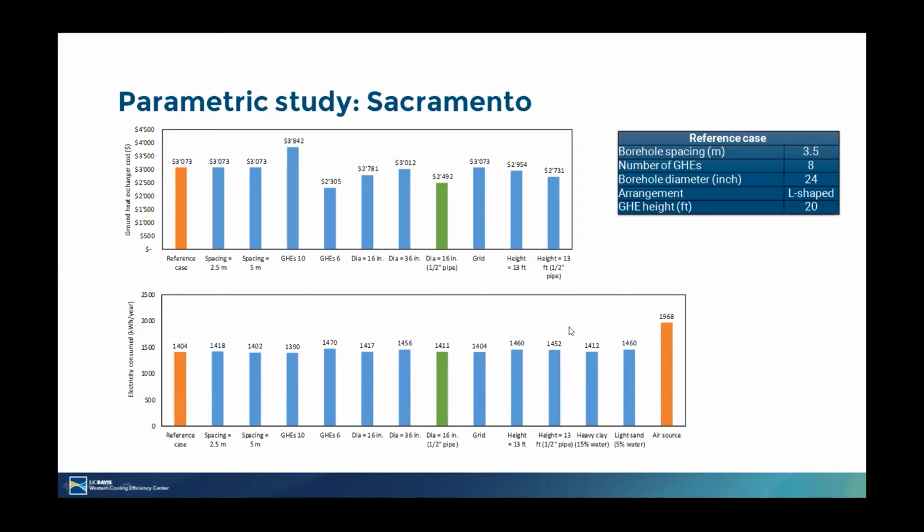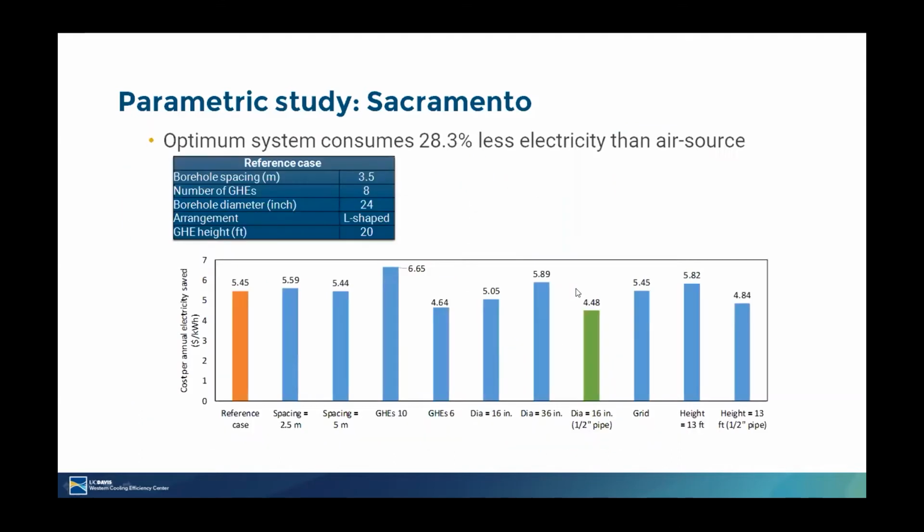Now, if we take a difference between the electricity consumed, this tells us the amount of electricity that your ground source is able to save in a year. If you take the cost and divide it by that number, you get to this figure, which shows the cost per annual electricity saved, meaning how many dollars you have to spend to save 1 kilowatt hour per year.